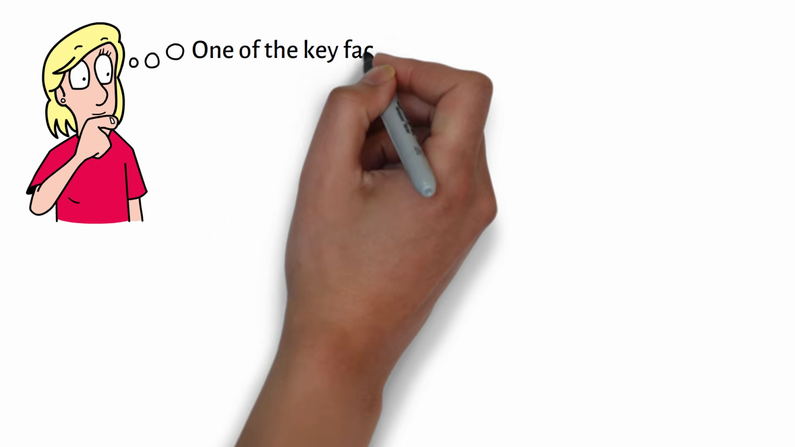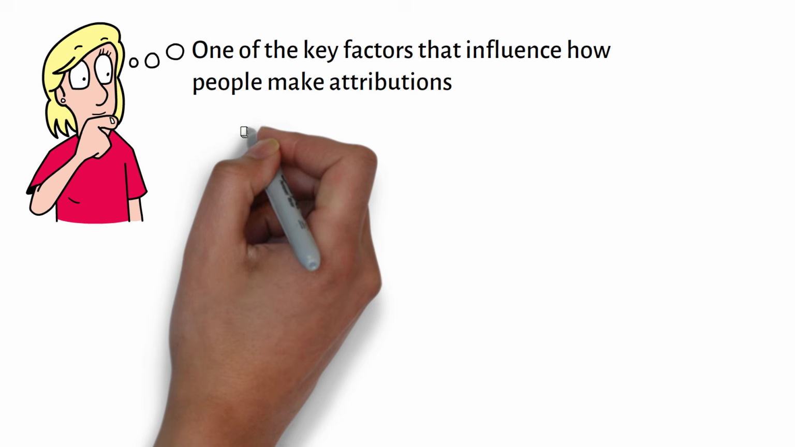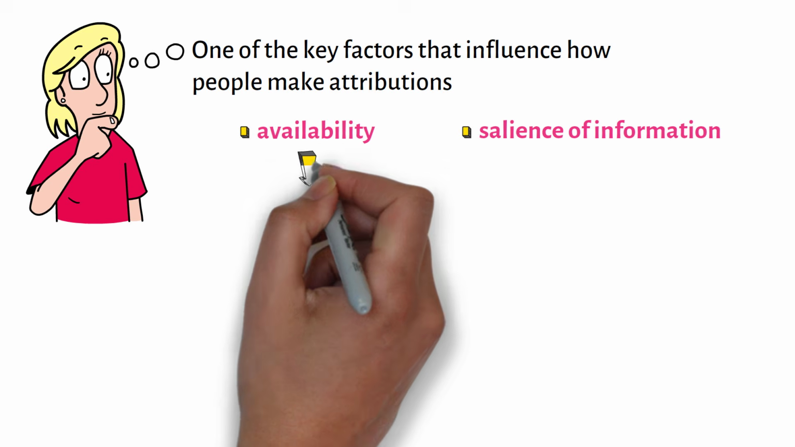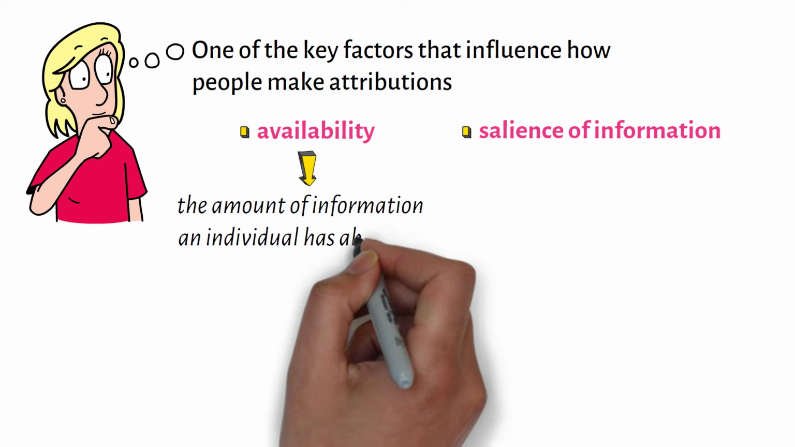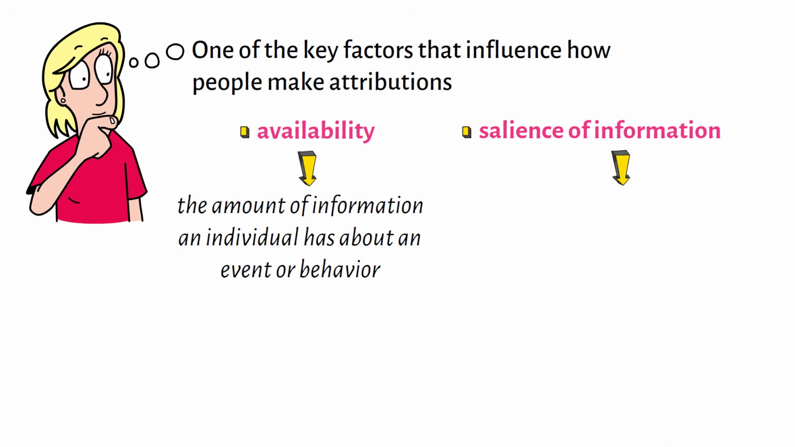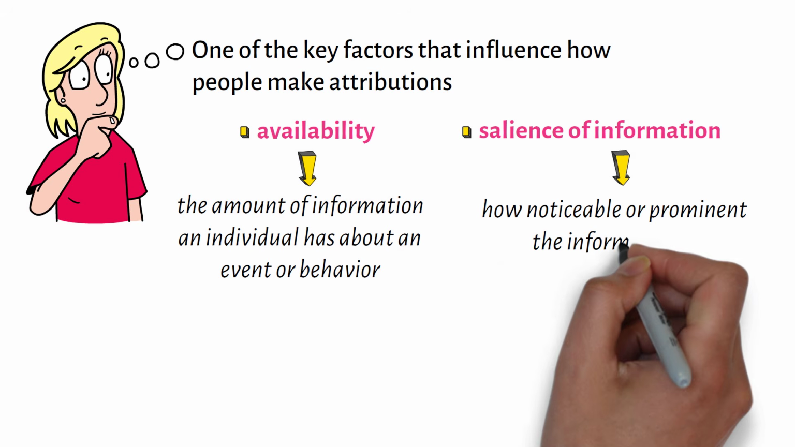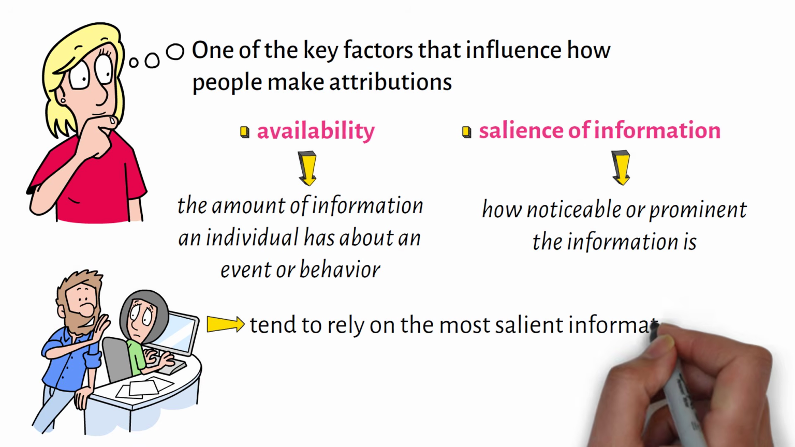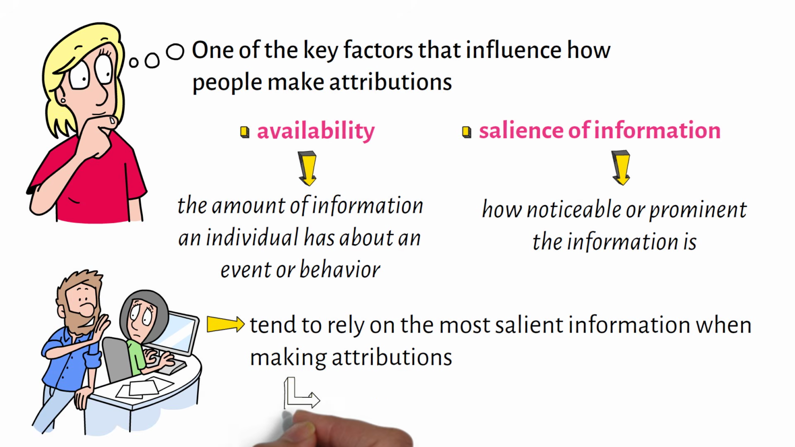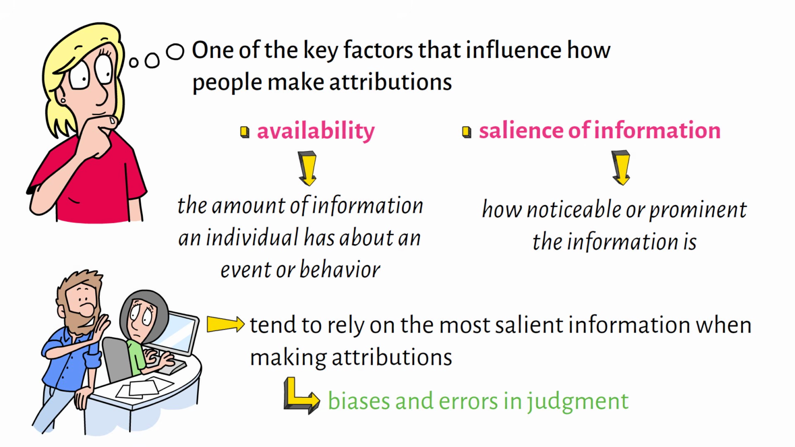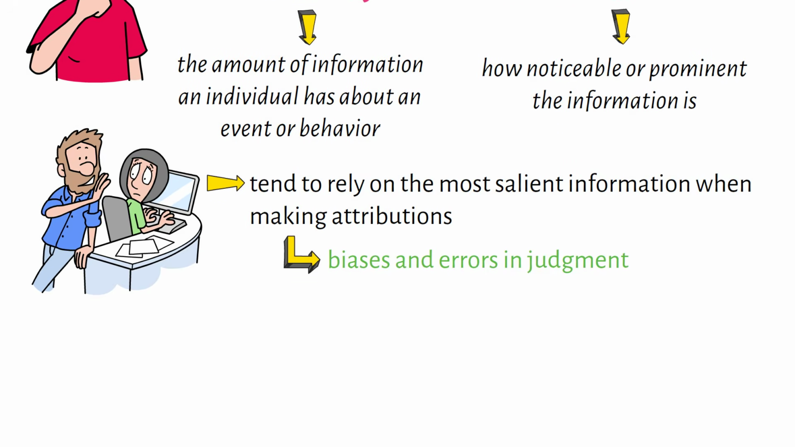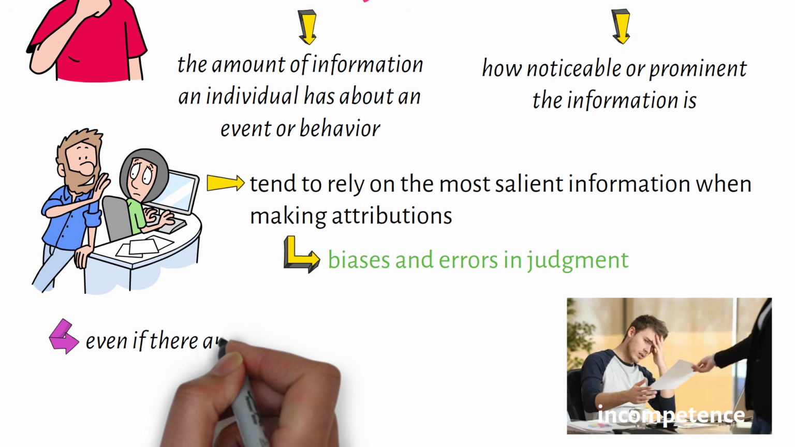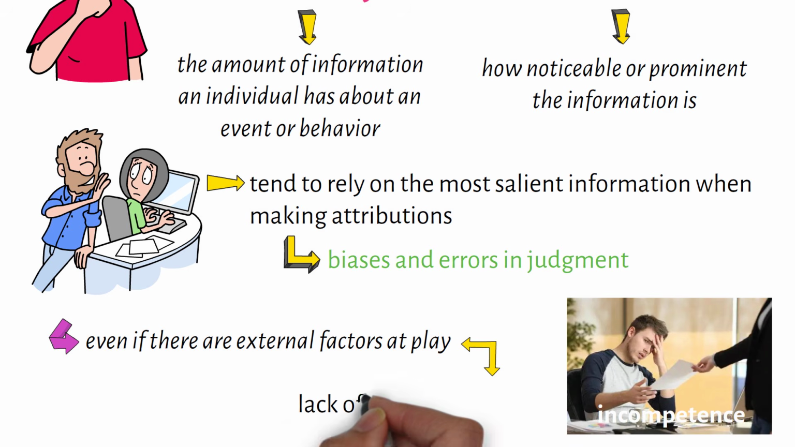One of the key factors that influence how people make attributions is the availability and salience of information. Availability refers to the amount of information an individual has about an event or behavior, while salience refers to how noticeable or prominent the information is. People tend to rely on the most salient information when making attributions, and this can lead to biases and errors in judgment. For example, if someone is constantly making mistakes at work, we may attribute their behavior to their incompetence, even if there are external factors at play, such as a lack of training or support.